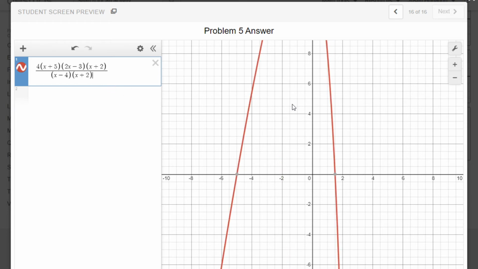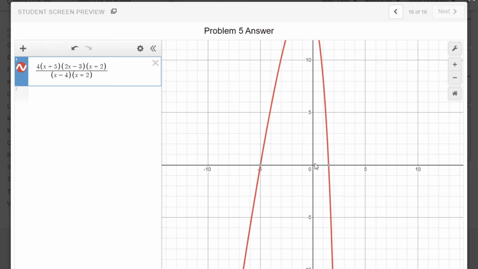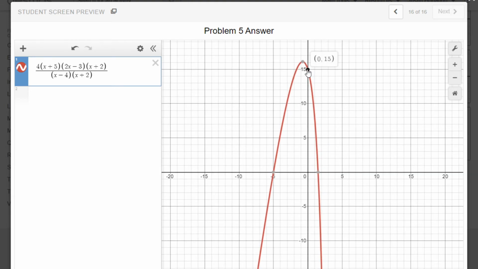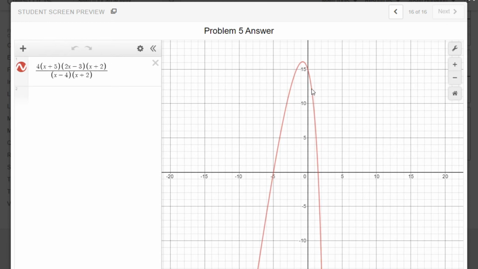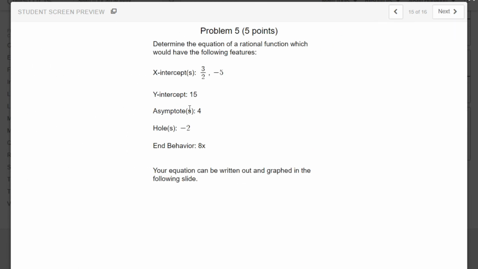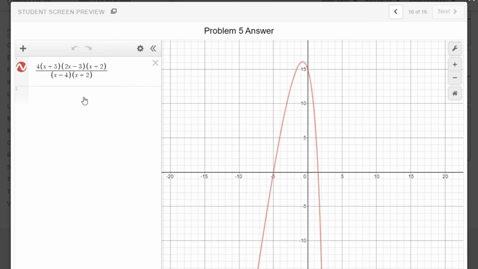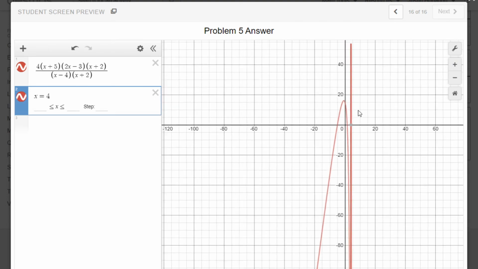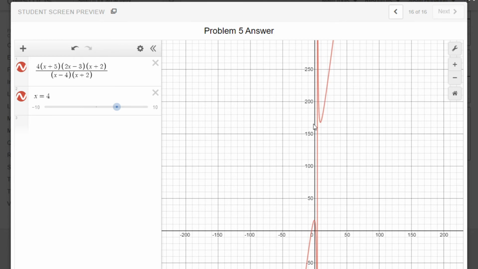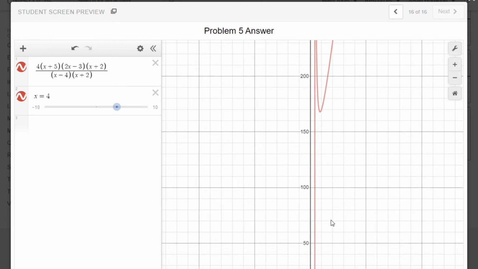Now, let's check it out. If we look at this function here, let's see what we got. We have a y-intercept of 15. We have x-intercepts of 1.5, which is 3 halves, and negative 5. Excellent. So far, so good. What else did we need? We needed an asymptote at x equals 4. Well, here's x equals 4, and check it out. This function does have an asymptote right there.